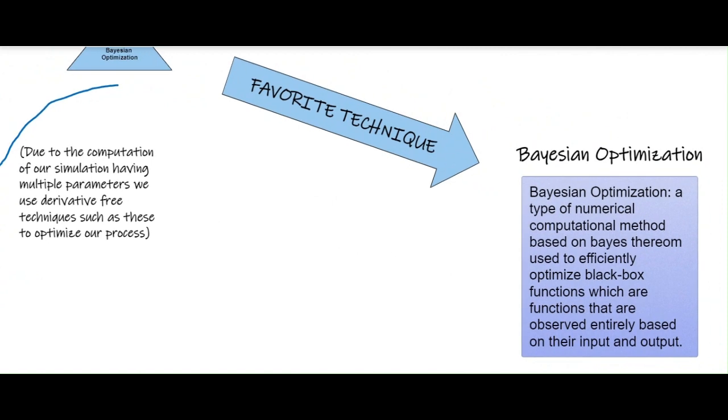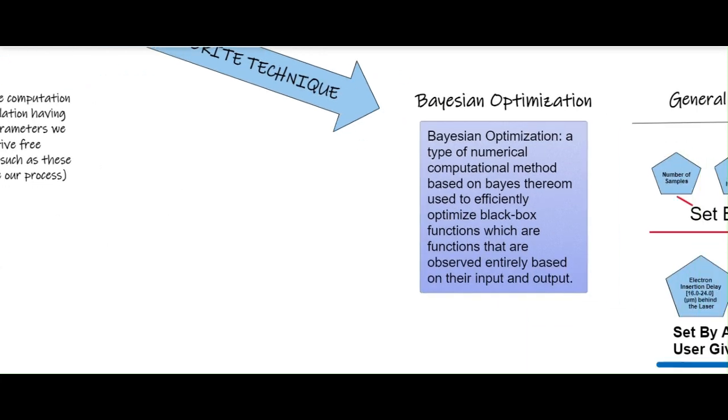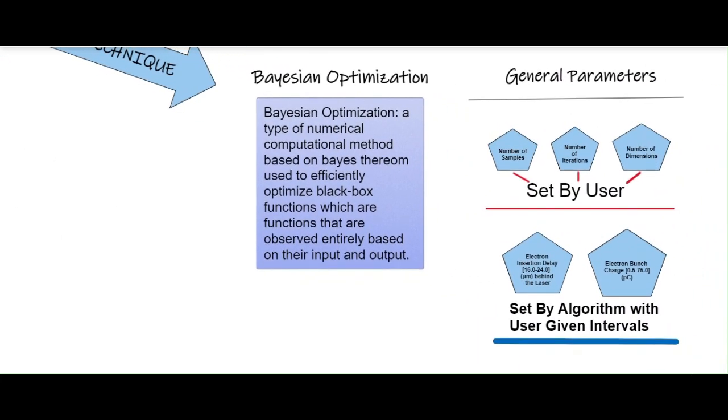Bayesian optimization is a type of numerical computational method based on Bayes' theorem used to optimize black box functions, which are functions that are observed entirely based on their input and output. The general parameters for this technique set by the user were the number of samples or particles collected from each iteration, the number of iterations or loops, and the number of dimensions. The other 2 parameters set by the algorithm within the user-given intervals were the bunch charge, the charge at which our electrons were inserted, and the delay, the length at which our electrons are inserted after the laser pulse.